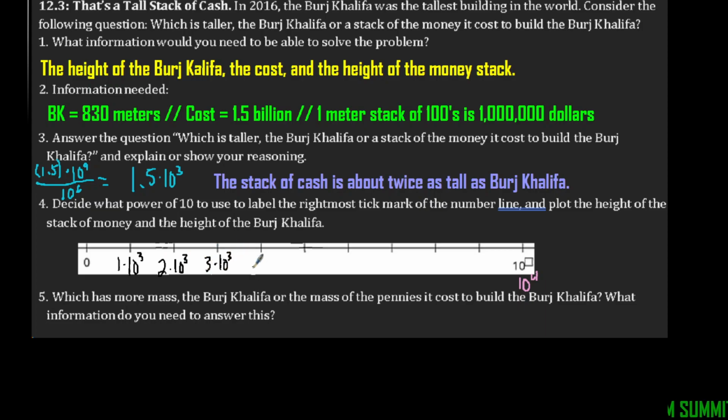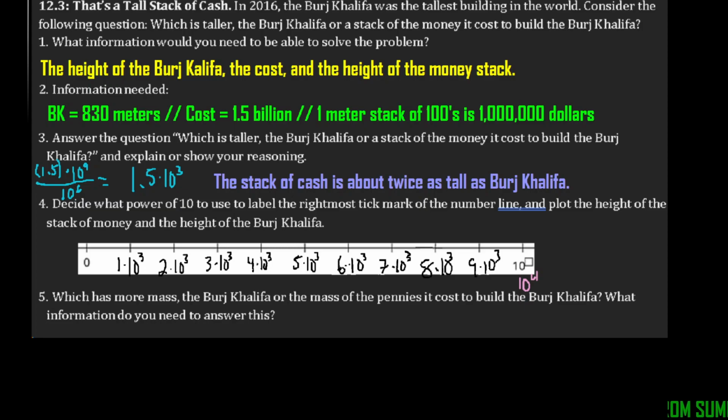So 3 times 10 to the 3rd, 4 times 10 to the 3rd, 5 times 10 to the 3rd, 6, 7, 8, and 9. Notice how I have times 10 to the 3rd power for each of those, because we're talking about scientific notation.